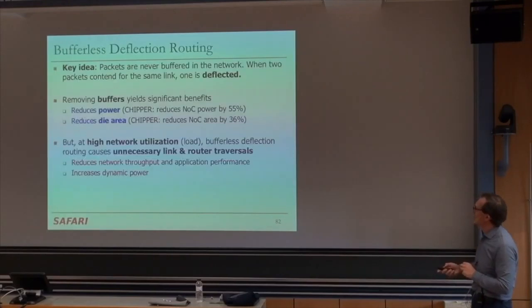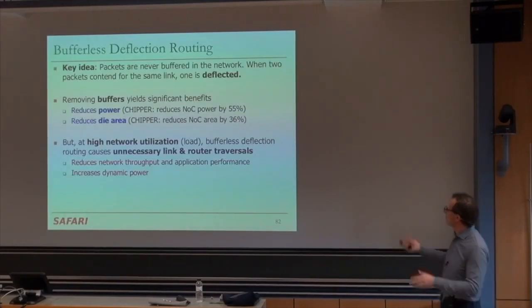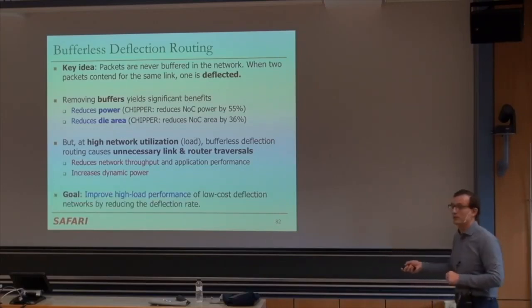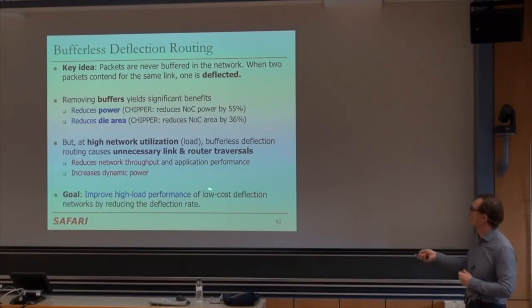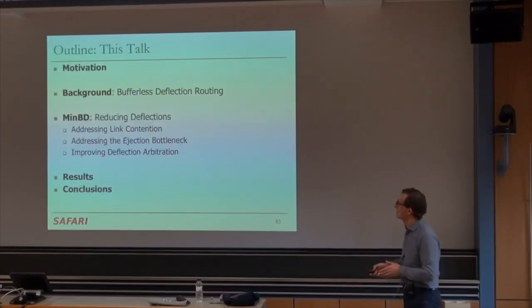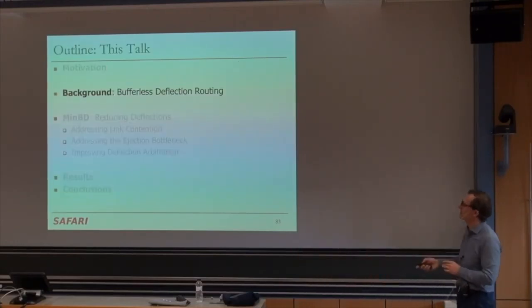Okay, we already saw this. Well, we didn't see the slide, but basically, bufferless routing is good. So the goal is to improve high load performance of low-cost deflection networks by reducing the deflection rate. How do you do that? I'm going to give you several ideas. I've given you the high-level ideas, but let's take a look at that quickly.